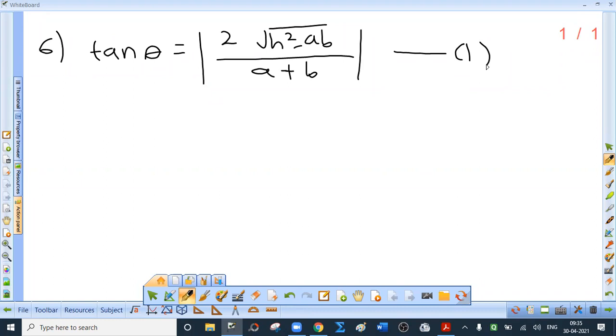Comparing 2x square minus 5xy plus 3y square equal to 0 with ax square plus 2hxy plus by square equal to 0 to get a equal to 2, h equal to, I'm directly telling the value, h equal to minus 5 by 2, and b equal to 3.